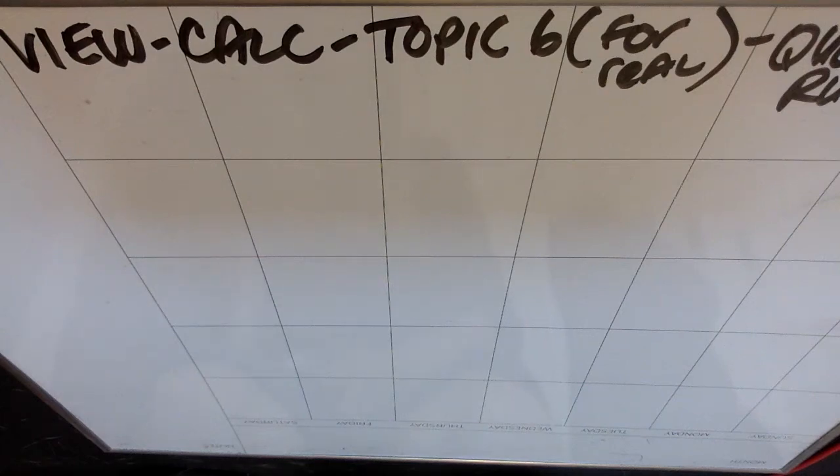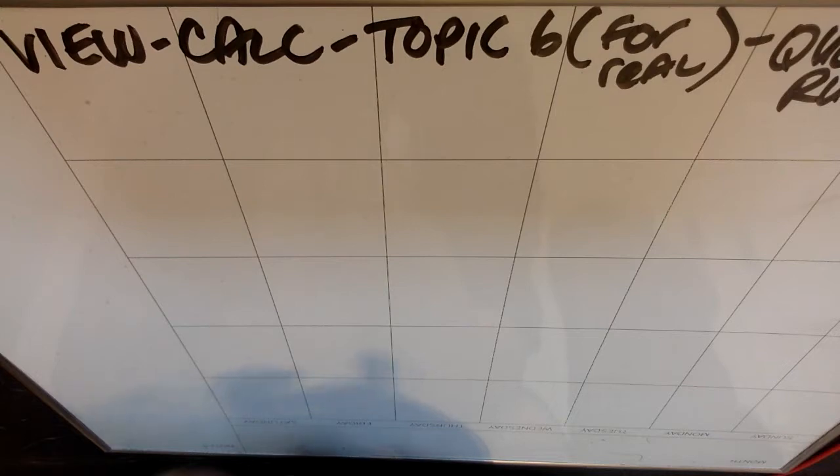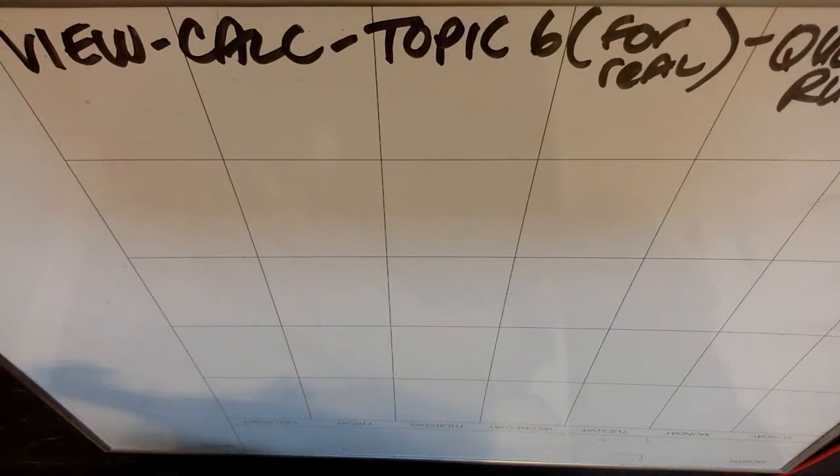All right, this is the View Calculus class. We're doing topic 6. For real this time, I accidentally wrote topic 6 when I meant topic 5 on the last ones. Mea culpa, which is my bad in Latin. So topic 6 is the quotient rule.